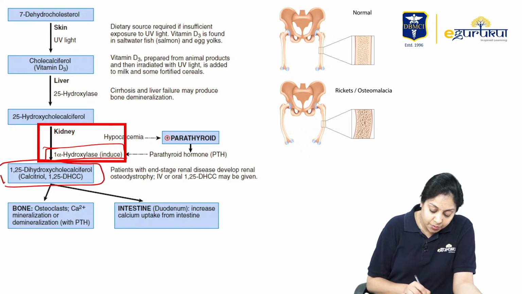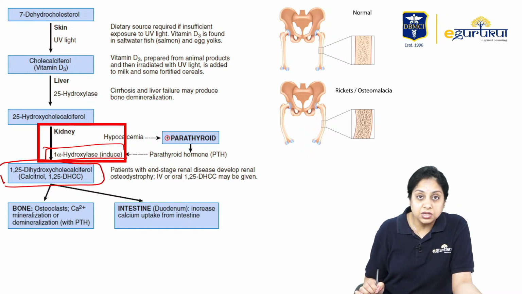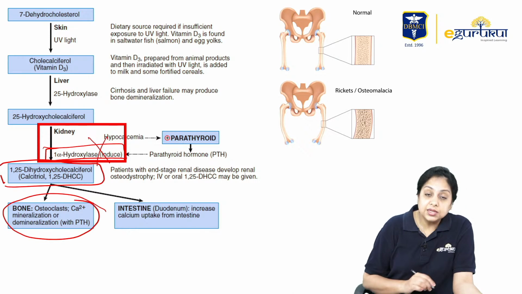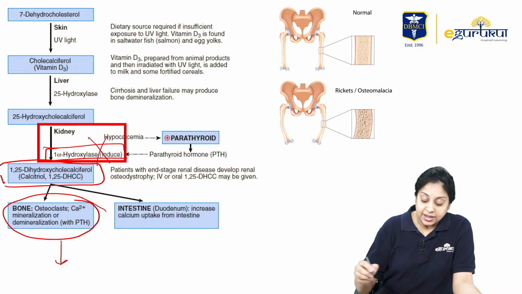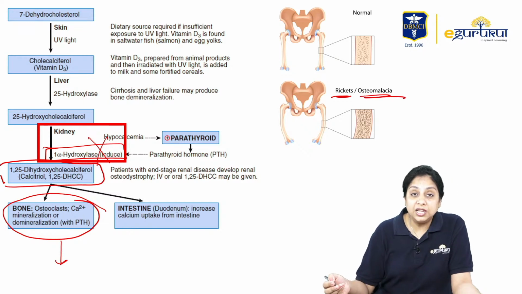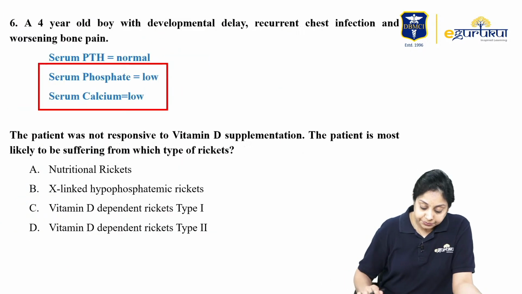Vitamin D active form is 1,25-dihydroxycholecalciferol, or you can say calcitriol, right? If this is not working, then this will get hampered, and that will lead to rickets in the children and osteomalacia in the adults.